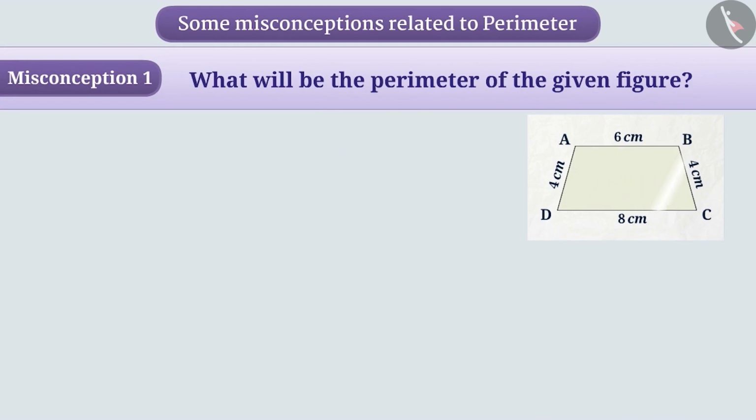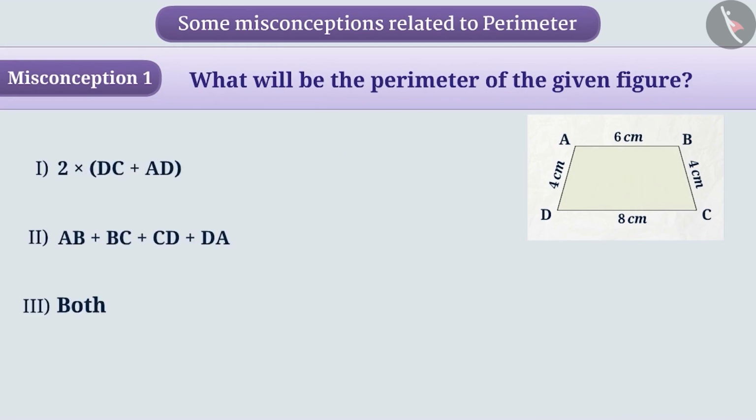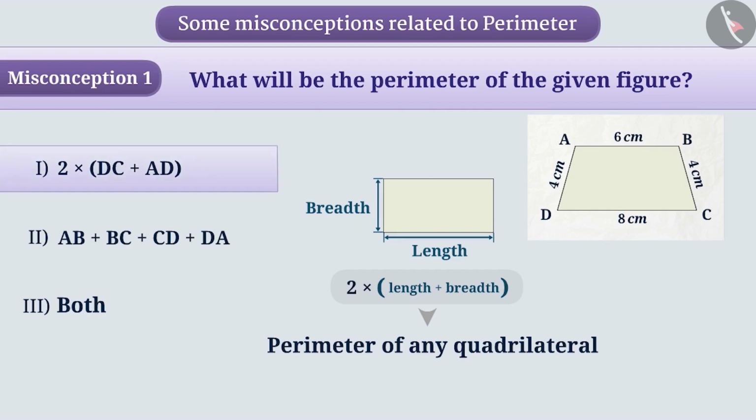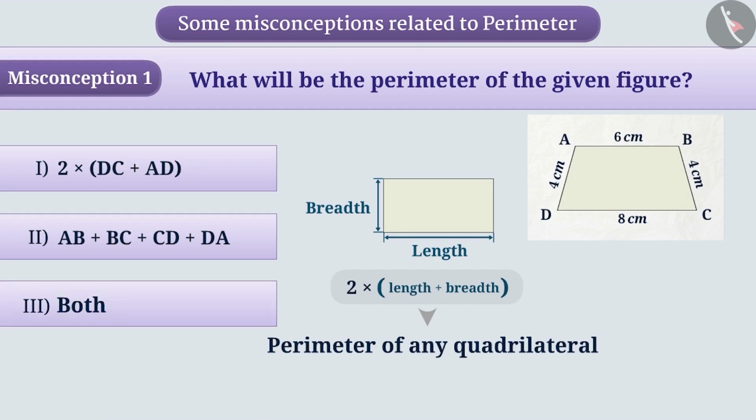Misconception 1. What will be the perimeter of the given figure? Some students use the formula 2 multiplied by length plus breadth to find the perimeter of any quadrilateral. In this way, they believe they can find the perimeter of the given figure using the formula shown in option 1 and option 2. With this understanding, they select option 3, which is an incorrect answer.